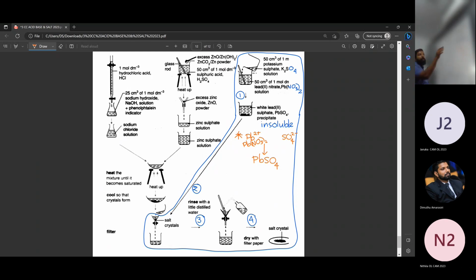Right? Now you need sulfate ions. So choose a compound which has sulfate ions and it must be soluble in water surely.